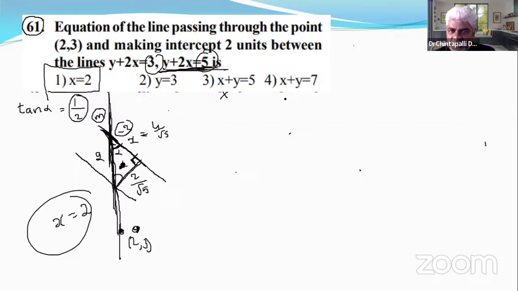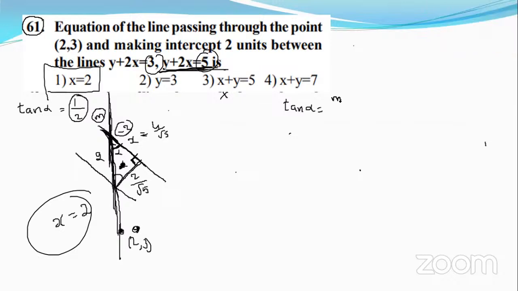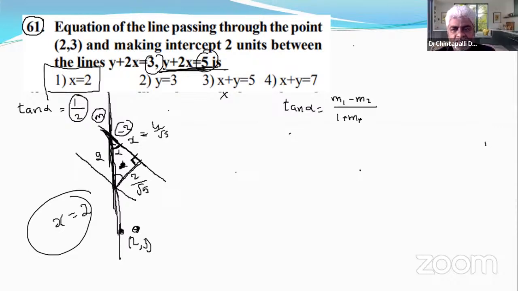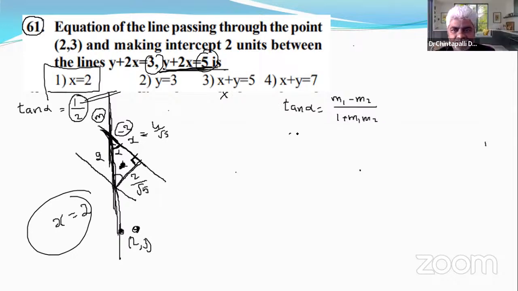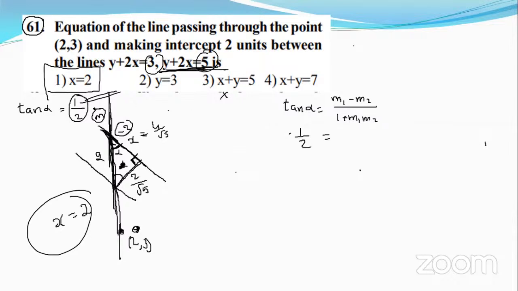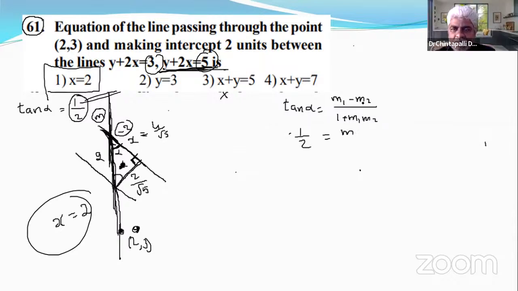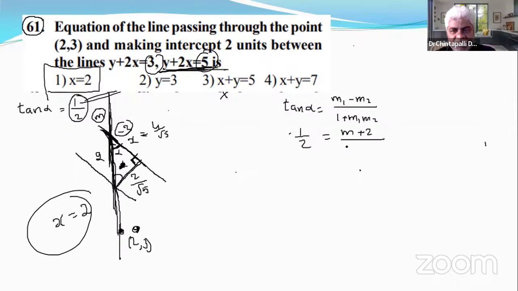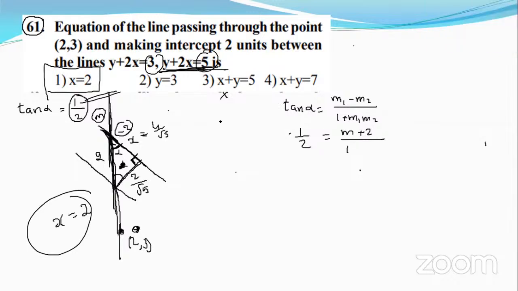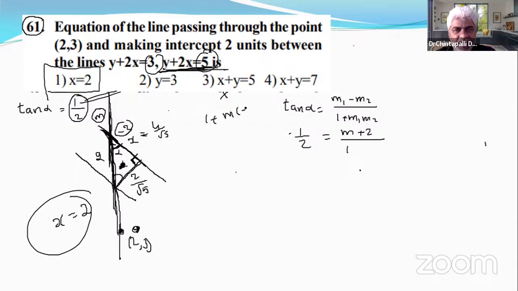I told you one formula to find the angle between two lines. For example, tan alpha is m1 minus m2 by 1 plus m1 m2. Agree? We know tan alpha is equal to 1 by 2. M1 means the slope of one line, that is m. M2 means the slope of the other line, that is negative 2. M minus minus 2, that is m plus 2, by 1 plus m1 m2, that means 1 plus m into minus 2.